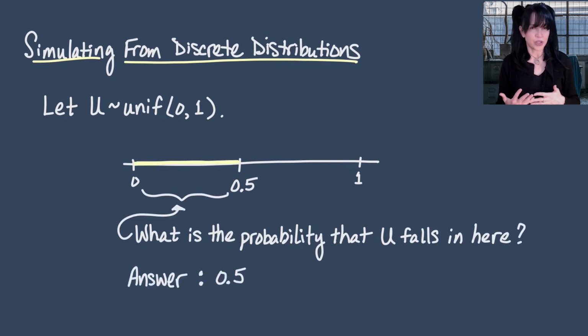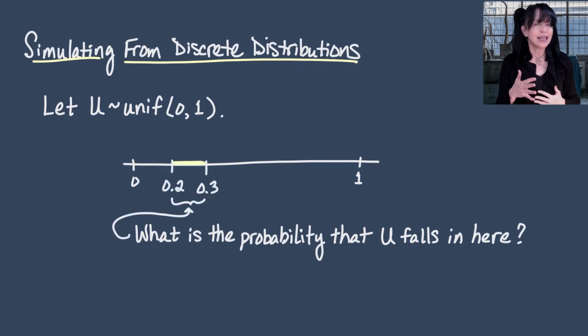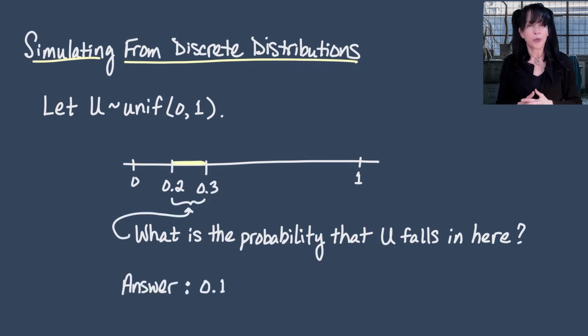And if I switch this up a little bit and maybe look at an interval from 0.2 to 0.3 and ask, what is the probability that U lands between 0.2 and 0.3? The length of that interval is 0.1. This is in fact 1/10 of the entire interval. And because we're equally likely to land anywhere, the probability that the uniform lands in the interval between 0.2 and 0.3 is 1/10 or 0.1.